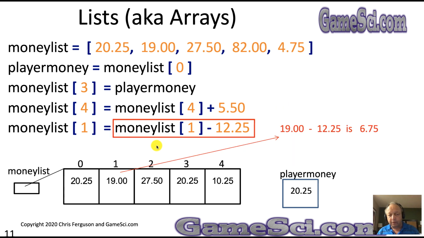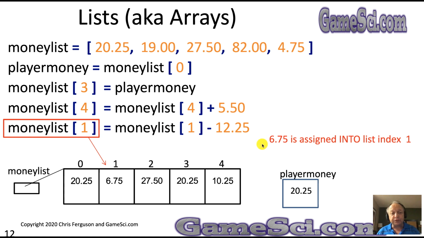Similar line of code. We will access money list at index or subscript 1, the 19.0. We'll subtract 12.25 from that and calculate 6.75. What do we do with the 6.75? We insert it back into the money list variable at position or index 1. The 6.75 is assigned into the list at index 1.